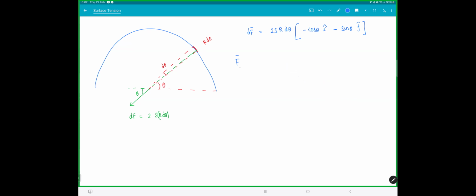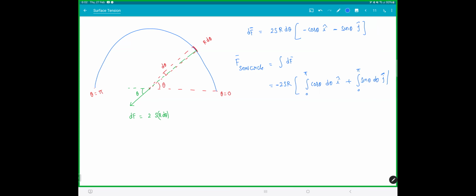So force on the semicircle is integral df bar, which will be 2 S R, which is constant. I'll put the minus also outside. Integral cos theta d theta i cap plus sine theta d theta j cap. The limits will go from 0 to pi. So here theta starts at 0 and here theta ends at pi.